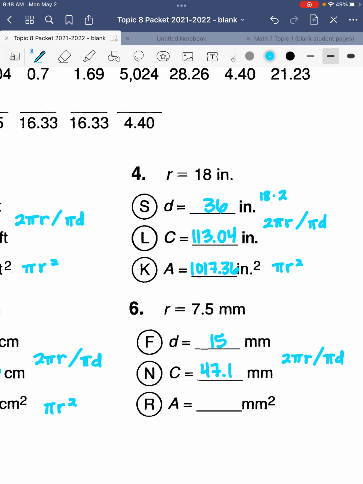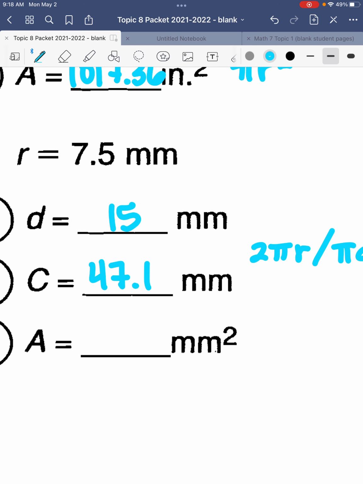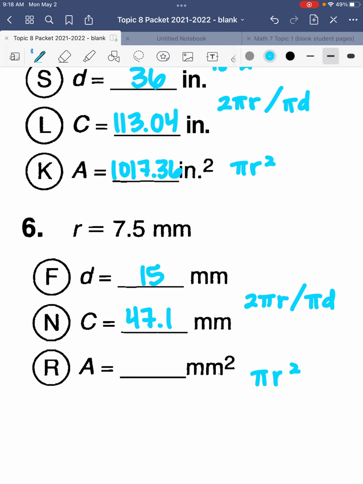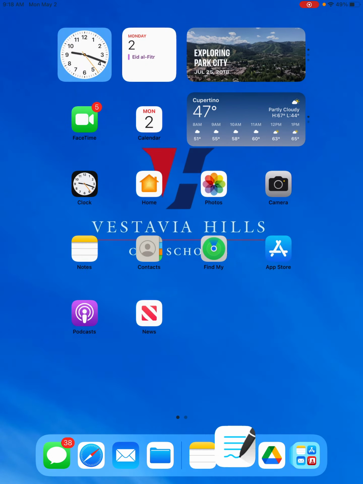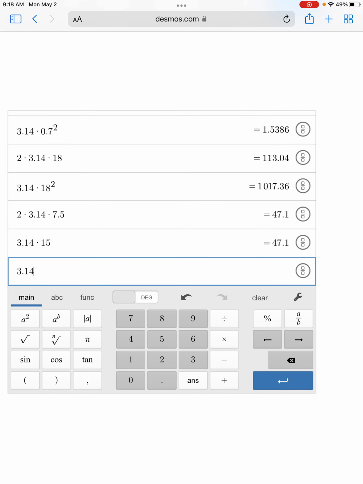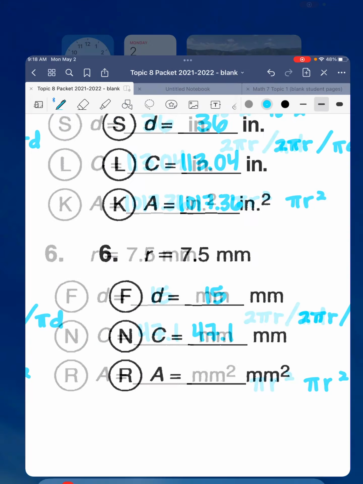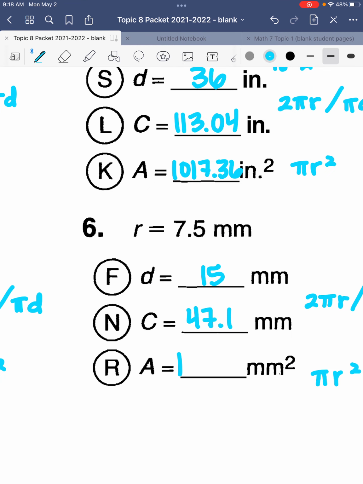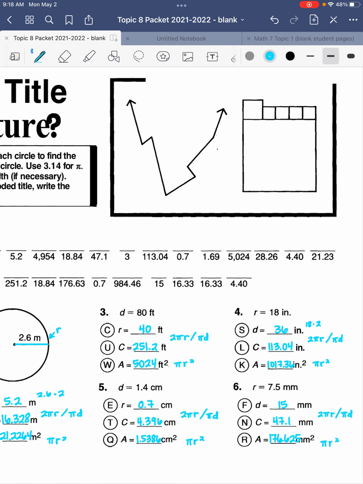And now let's figure out our area. There's only one formula for area. It's pi times the radius squared. So I'm going to go put that into my calculator. So we have 3.14 times my radius, 7.5, but I hit that A2 button to square it, and I get 176.625. So 176.625 millimeters squared is our area.